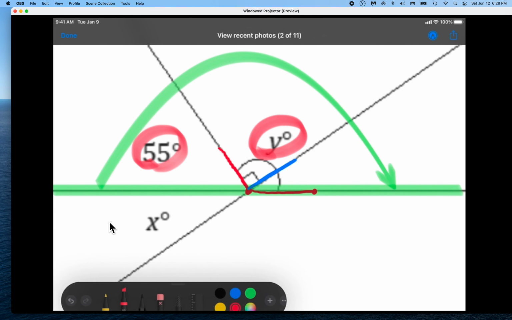We know that's 35. You go right through the vertex. That means x is 35. So x is 35, y is 125.